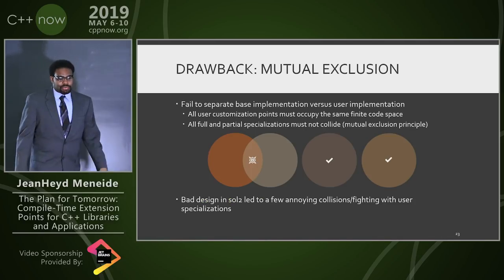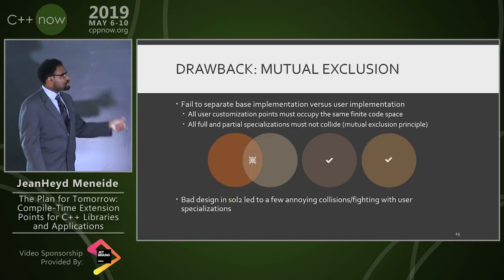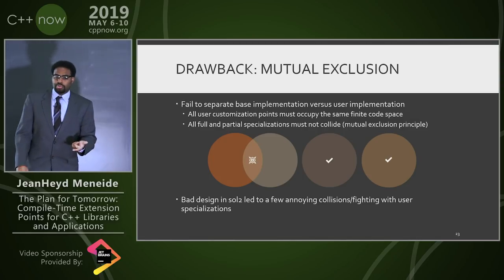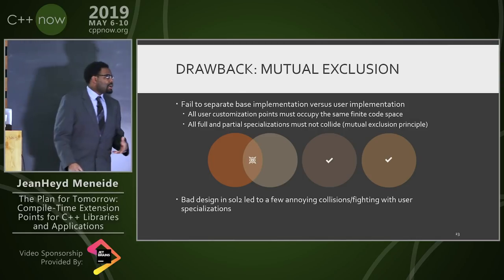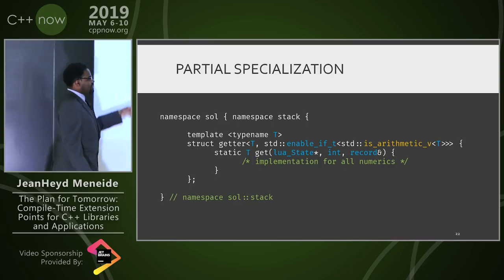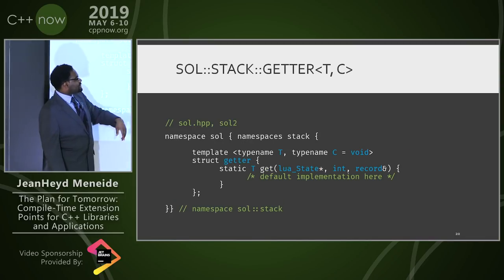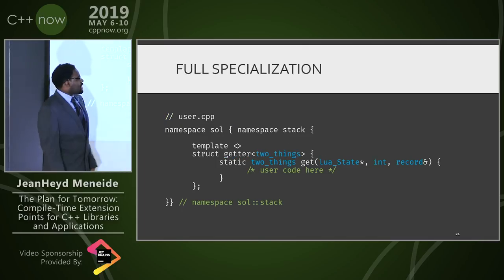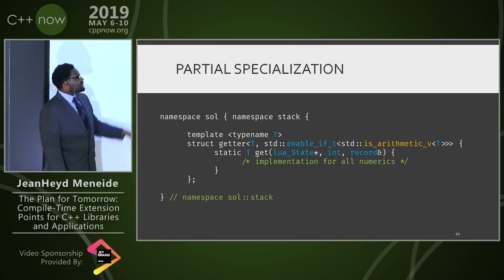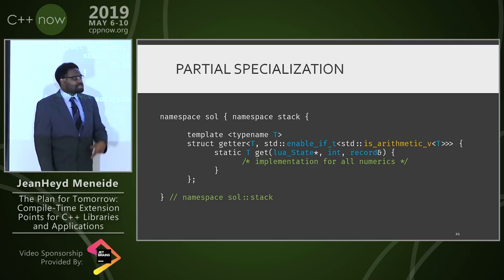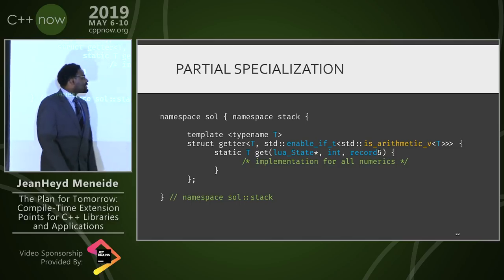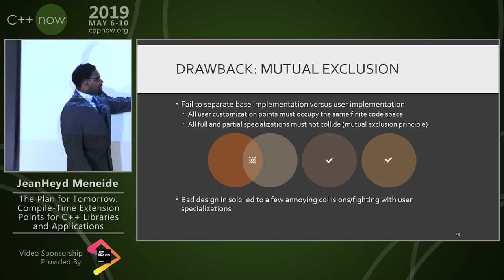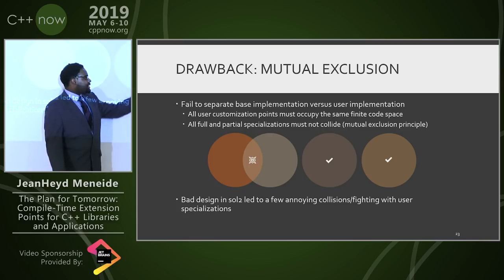So there's a drawback to this, right? And the drawback is that there's a mutual exclusion principle that has to be adhered to whenever you specialize templates, right? So in my example, I have one for arithmetic, I have one for two things, and then I have my base template, right? The base template is just what's picked if nothing else is picked. This is picked, obviously, when I pass in two things, and this is picked when I pass int, double, int64_t, stuff like that, right? And so these all exist in like a happy place where they're not colliding with each other, right?